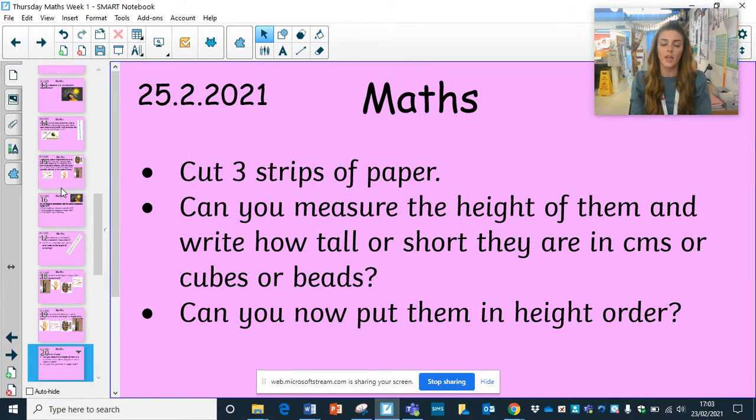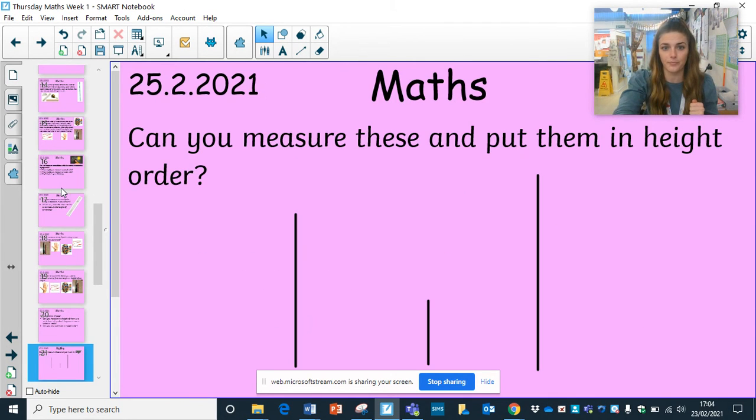Tell me the measurement. And here again, cutting the strips of paper, can you measure the height of them? So how tall those pieces of paper are, so make sure they're the right way. Make sure they're lined up, okay? Then can you write down how tall or short they are in centimetres, cubes or beads, so remember to put the measurement. And then can you put the height order, looking at those numbers.